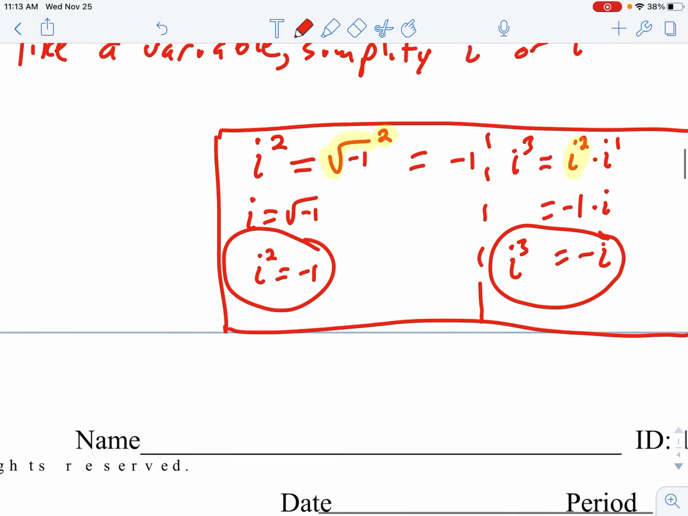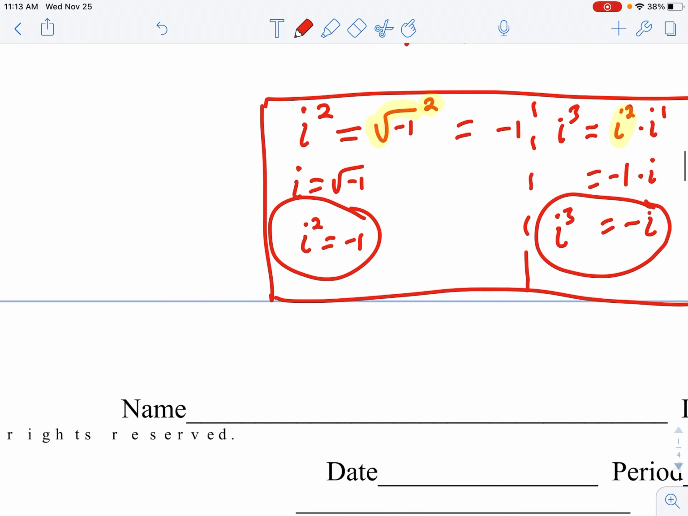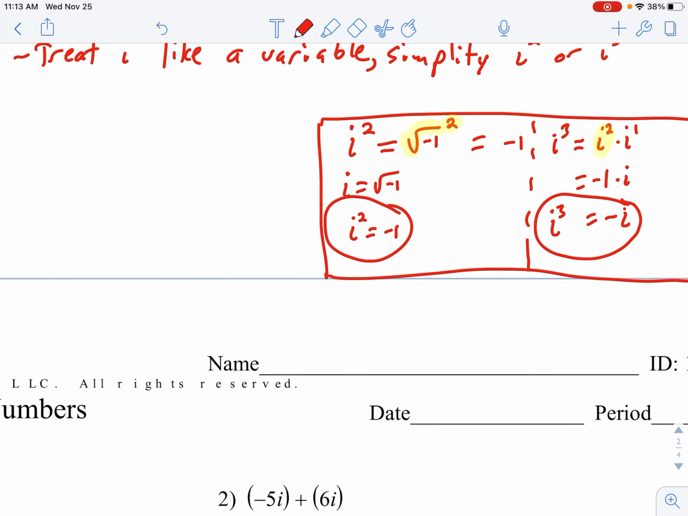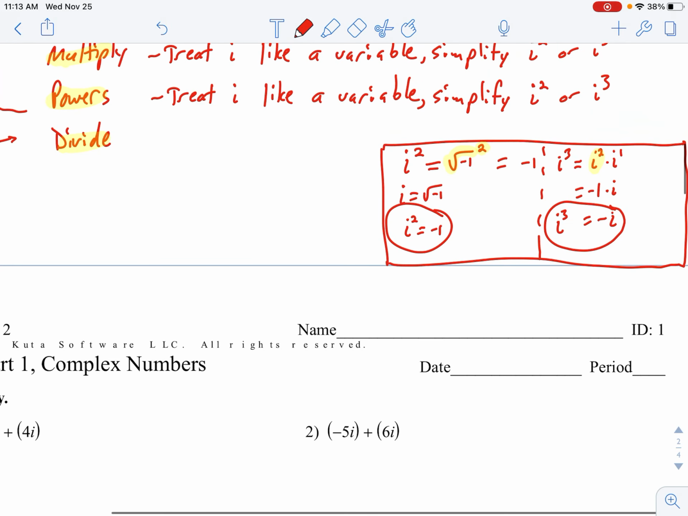And actually, there's a whole table. What about i to the 4th, i to the 5th, i to the 6th, i to the 7th, and it goes on and on. We're not going to worry about that today. We're only going to focus on these 2 facts. If you ever have i squared in an answer, you make it negative 1. And if you ever have i cubed, you make it negative i.